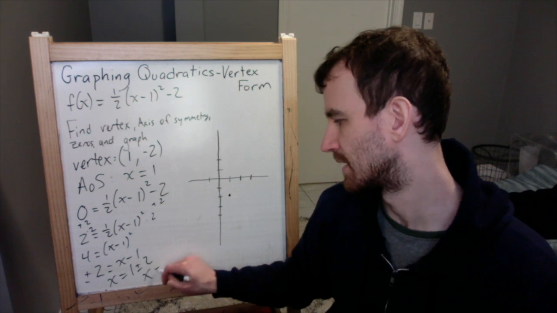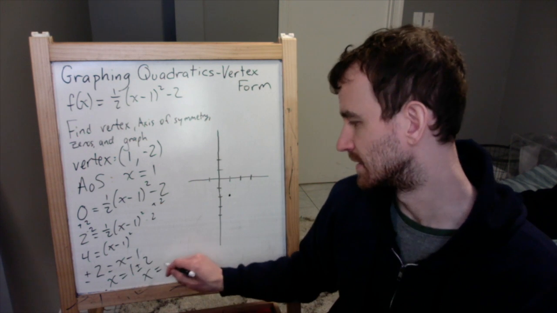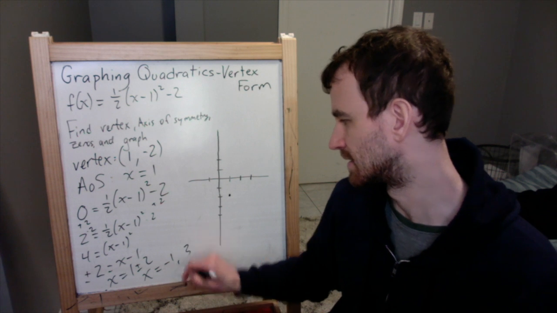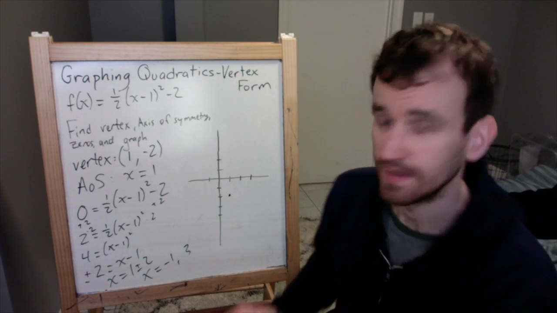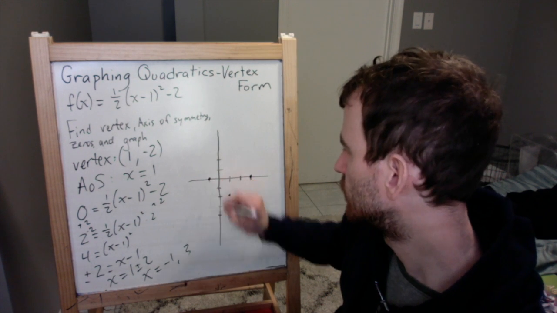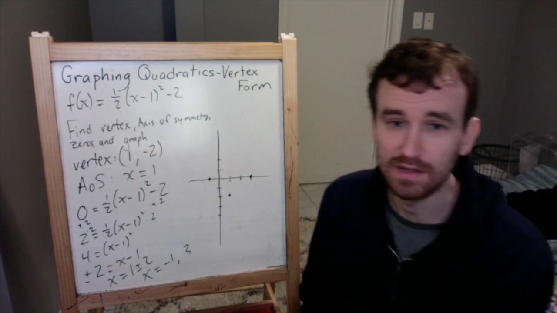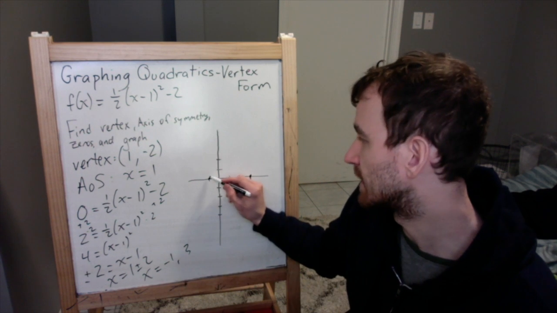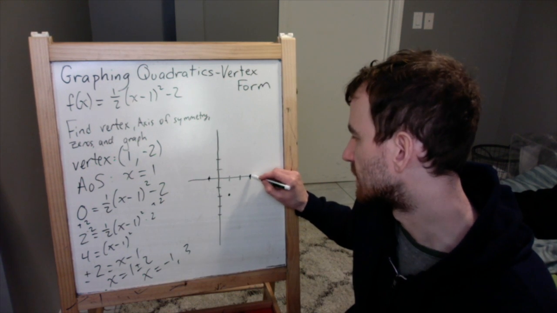So our zeros are 1 minus 2 is negative 1. 1 plus 2 is 3. So our zeros are at negative 1 and 3. We can graph those. And then we just need one more point on each side of the vertex to finish our graph.